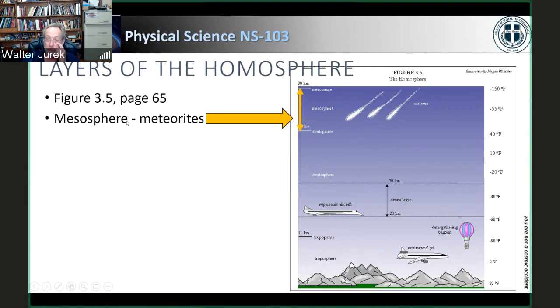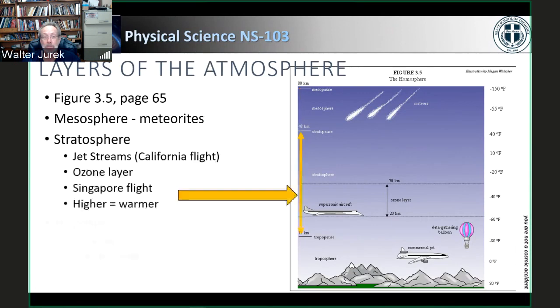Mesosphere begins with an M. Meteorites begins with an M. This is where most meteorites, if they get inside the atmosphere, will light up due to friction and burn up and be done. So that's the mesosphere. Below the mesosphere, and I've got it called out here with this gold arrow, is what's known as the stratosphere.